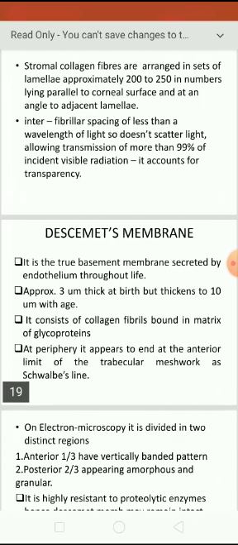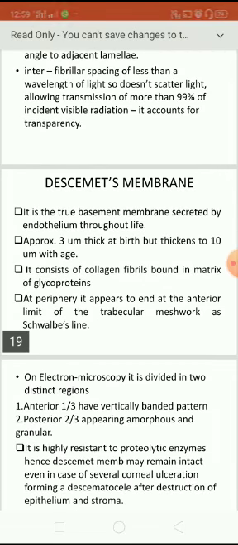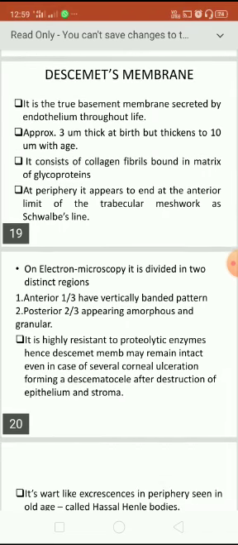The fourth important layer is Descemet's membrane. It is a true basement membrane secreted by the endothelium throughout life. It is approximately 3 micrometers at birth, but thickness increases to 10 micrometers with age. It consists of collagen fibrils bound in a matrix of glycoprotein. At the periphery, it appears to end in the anterior limit of the trabecular meshwork, which is known as Schwalbe's line. On electron microscopy, it is divided into two distinct regions: the anterior 1/3 has a vertically banded pattern, and the posterior 2/3 appears amorphous and granular.